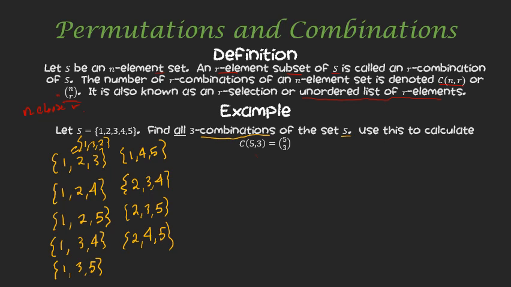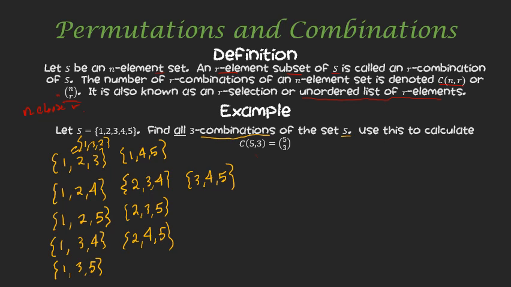Oh, is it? Let's double check ourselves. {2, 3, 4}, {2, 3, 5}, {2, 4, 5}. Yep. And then let's see, what about {3, 4, 5}? That seems to be our last one that we could do. {3, 4, 5}. And that's it. That's all of them.